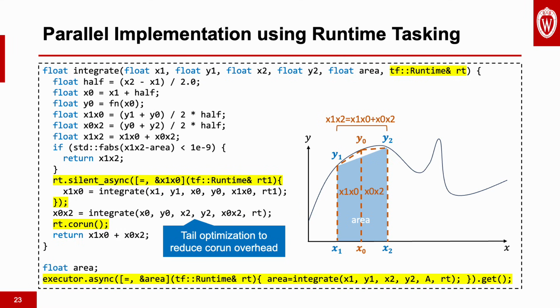This slide shows a parallel implementation using Taskflow's runtime tasking. We recursively integrate trapezoids as before, but now the left subinterval is computed asynchronously. The right runs immediately with tail optimization, and corun waits for the necessary child data to become available before returning. Each subinterval is independent, so recursion naturally exposes parallelism.